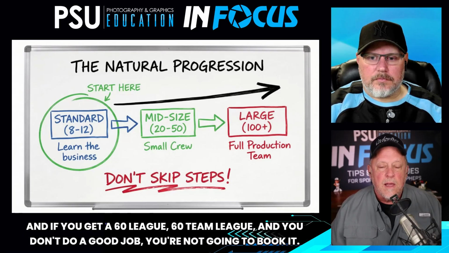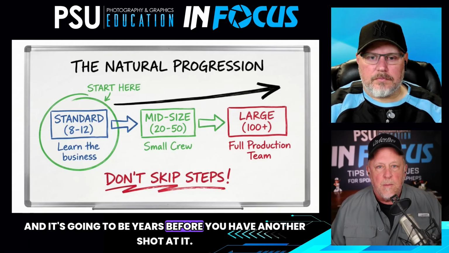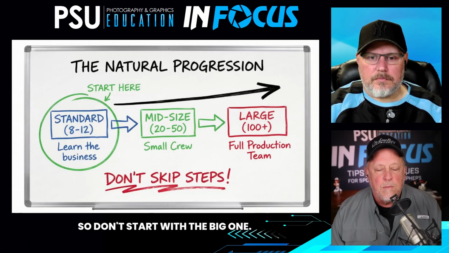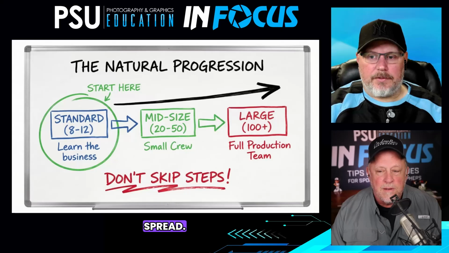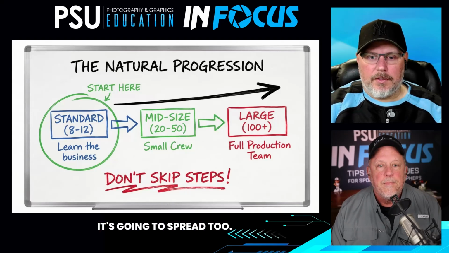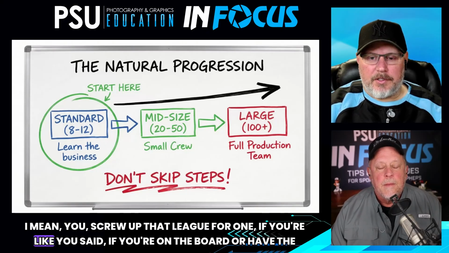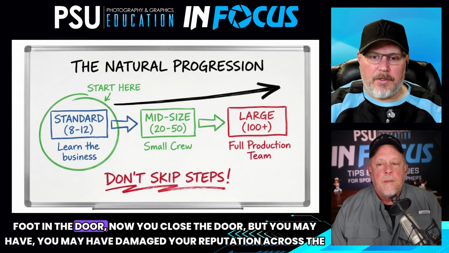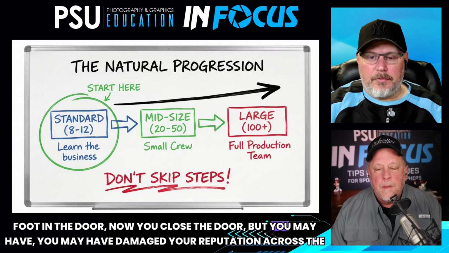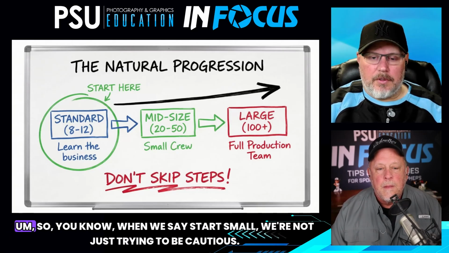And if you get a 60 team league and you don't do a good job, you're not going to book it. And it's going to be years before you have another shot at it. It's going to spread too. I mean, you screw up that league, and you may have the foot in the door, but now you close the door, and you may have damaged your reputation across the board.